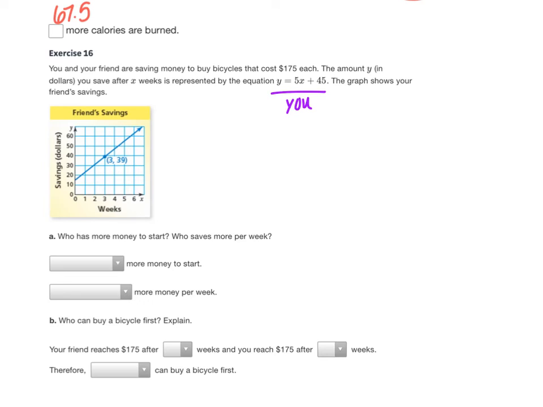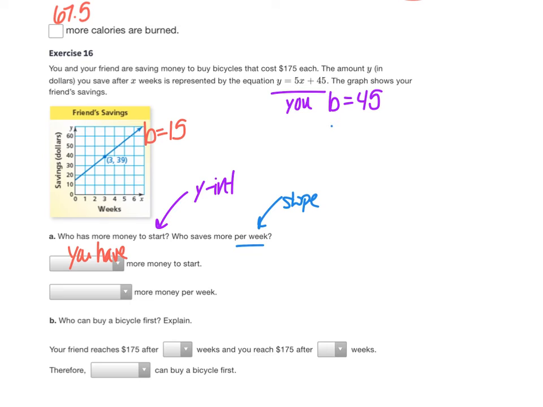Who has more money to start? Well, boom, right there when it says start, that's the y-intercept. That's the initial value. So our y-intercept is 45. We already had 45. Our friend, their y-intercept on this graph here appears to be 15. So we have more money to start. Okay, you have more money to start. And then it says, who saves more per week? Well, that's the slope.